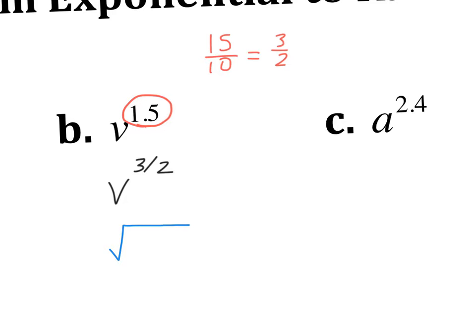So I'm going to take the 2 and make it the index there. The 2 goes there, but I don't need to write the 2 because it's implied. And v cubed is inside. And there we go. The square root of v cubed is what we get.